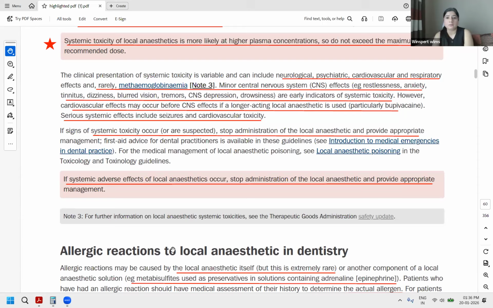And later, you will find that there are systemic effects which are cardiovascular, which are more serious. So to prevent them from occurring, you should immediately stop administering the anesthesia as soon as the CNS effects come. Okay, particularly your bupivacaine, as I told you prior, also gives you the cardiovascular signs before your CNS effects, right?